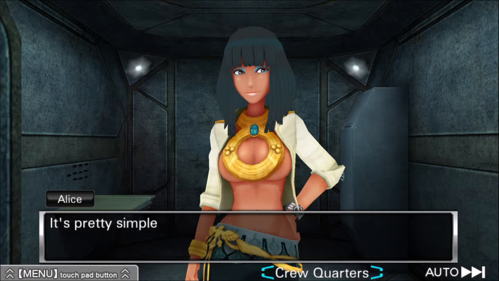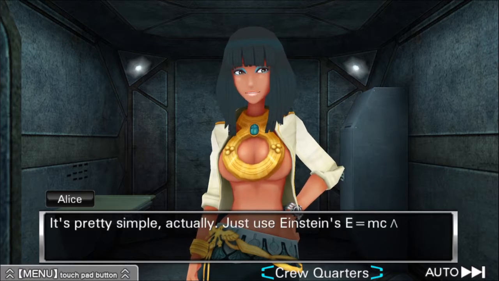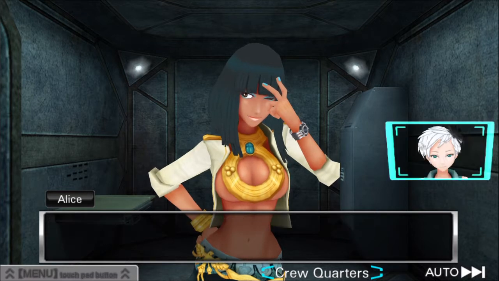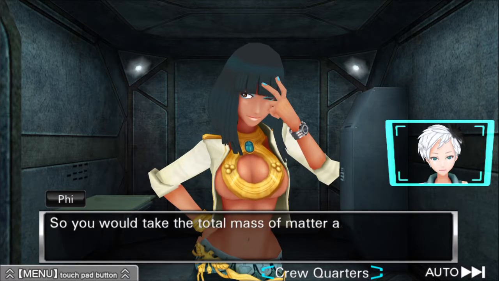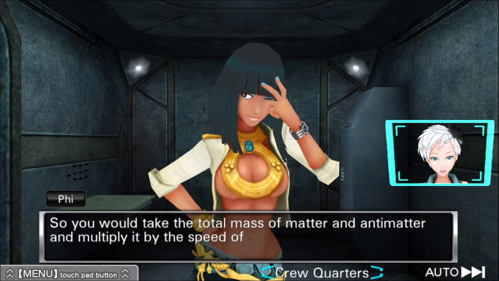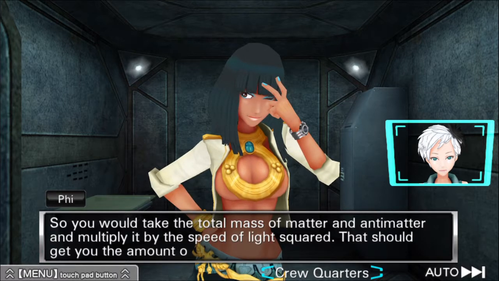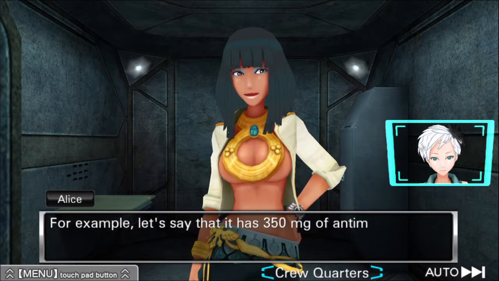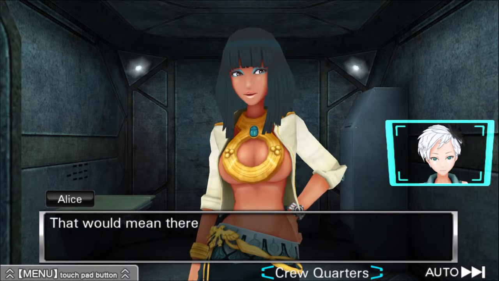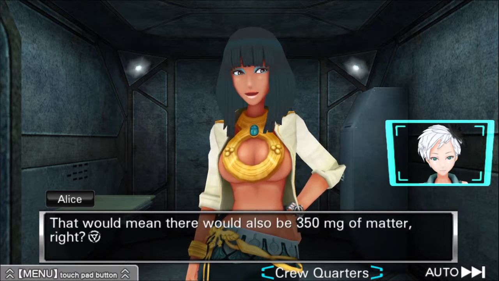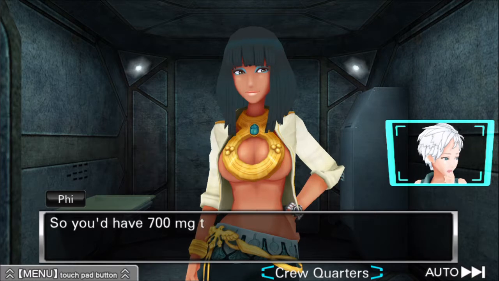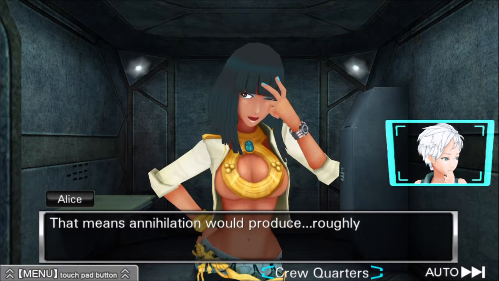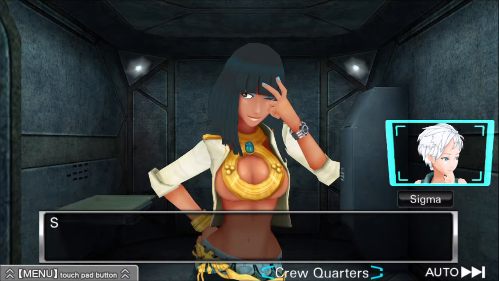It's pretty simple, actually. Just use Einstein's E = mc squared. The mass lost during annihilation will be converted to energy, so you would take the total mass of matter and antimatter and multiply it by the speed of light squared. That should get you the amount of energy. For example, let's say that it has 350 milligrams of antimatter. That would mean there would also be 350 milligrams of matter, right? So you'd have 700 milligrams total. Yes. That means annihilation would produce roughly 63 trillion joules.